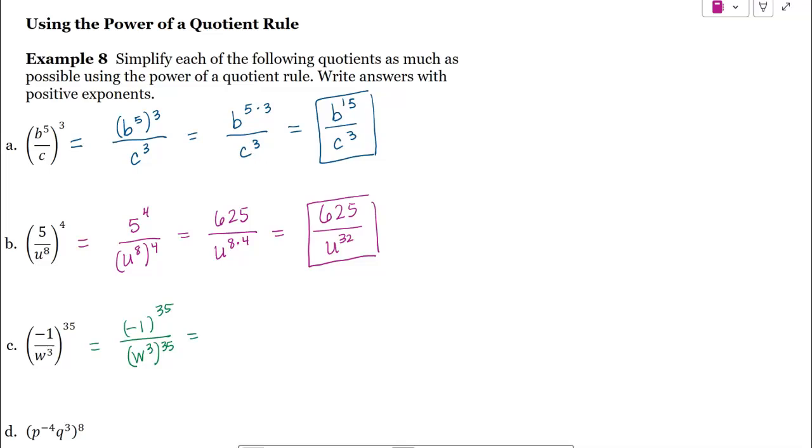When I have -1 times -1, that'll be positive. So anytime I have a set of pairs of them, that'll be positive. I've got an odd number here, so it looks like I'm going to have a -1 left over. So that's going to be -1 overall. In the denominator, we've got 3 times 35 for our exponent. And that is 105.